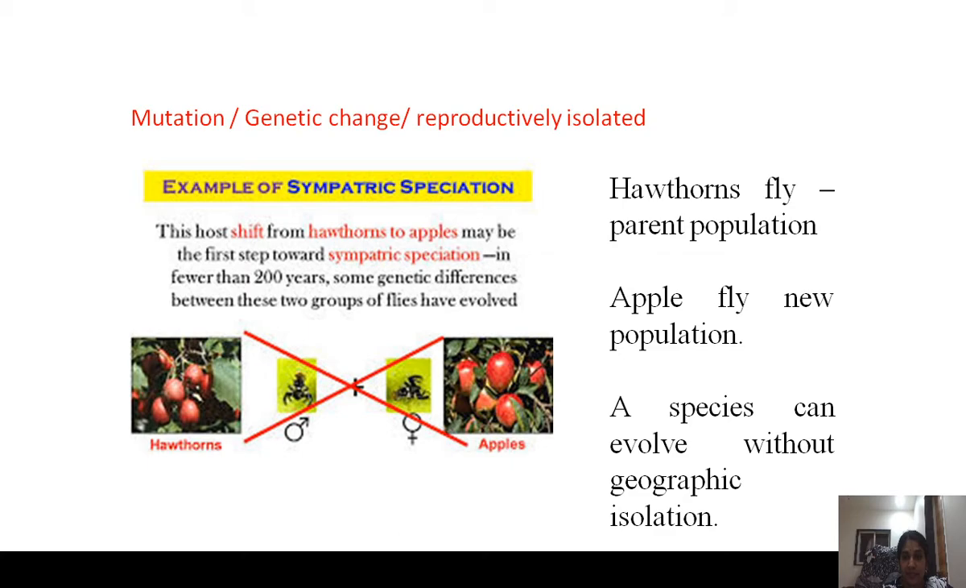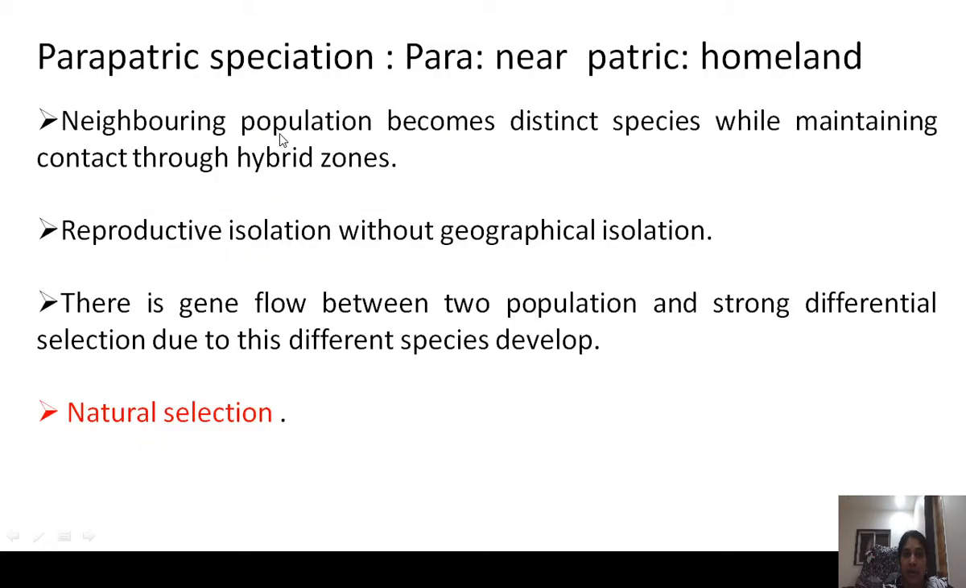So next is parapatric speciation. Para means near, patric means homeland. So the neighboring populations become distinct species while maintaining contact through hybrid zones. So here, reproductive isolation without geographical isolation is possible.